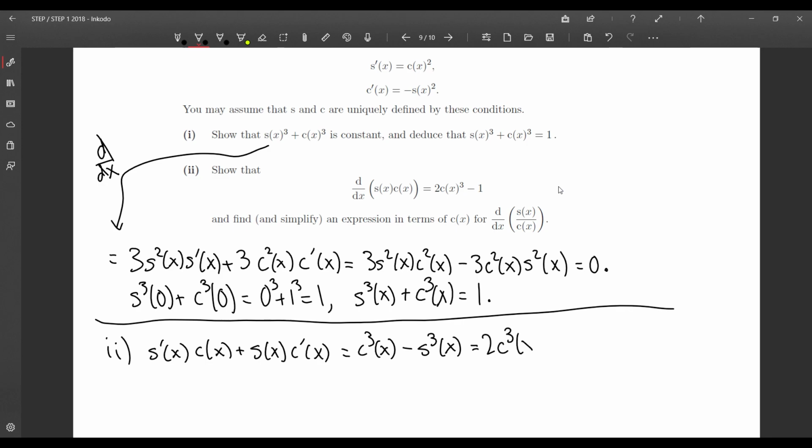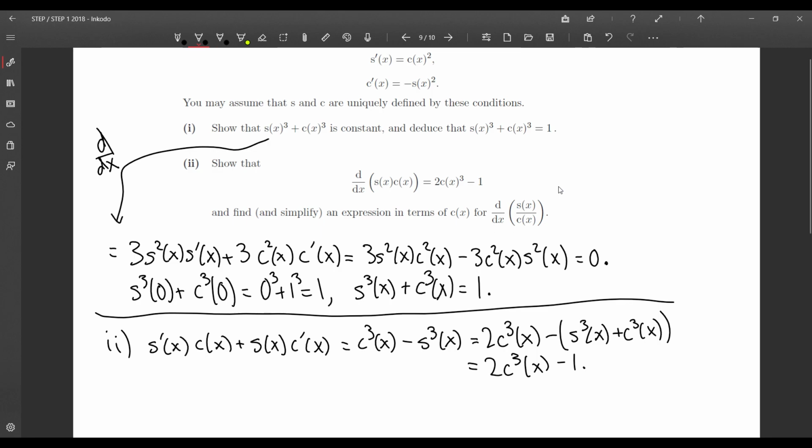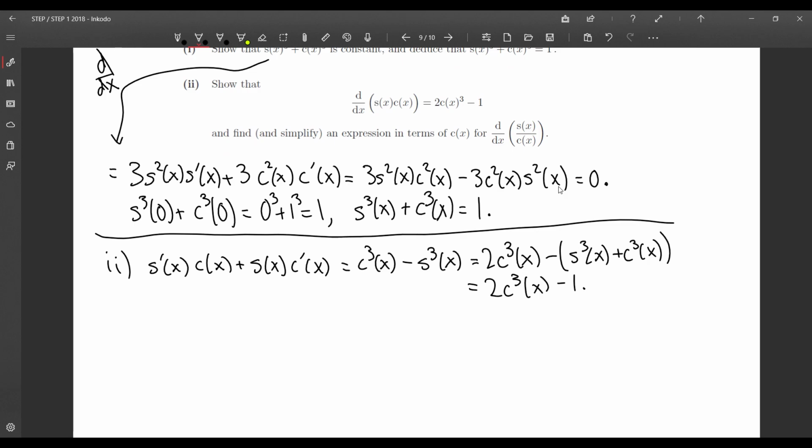2c cubed of x minus. So basically, if we add and subtract by c cubed to create this s cubed plus c cubed, that's exactly what we want. So again, this sort of looks like a sort of double angle identity here. So this is a very cool problem.